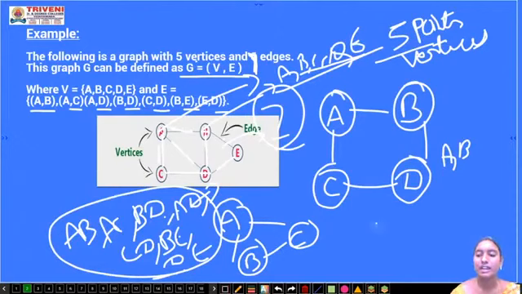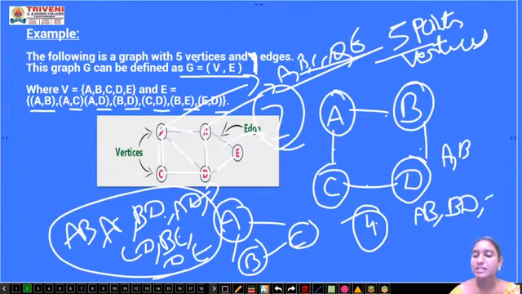Here we take another example. How many vertices are there? 4 vertices, 4 points. And how many edges are there? 1 2 3 4. What are the edges? AB, then BD, then CD, and then AC. So these are the 4 points, the nodes.